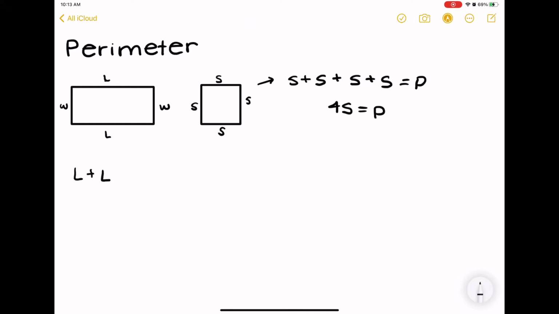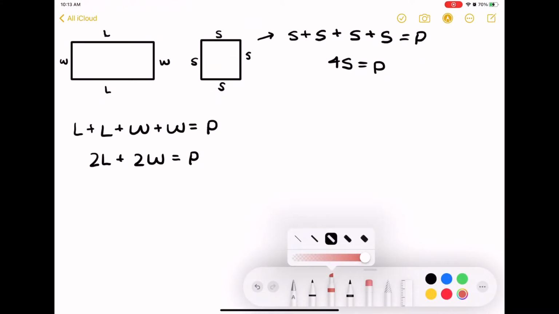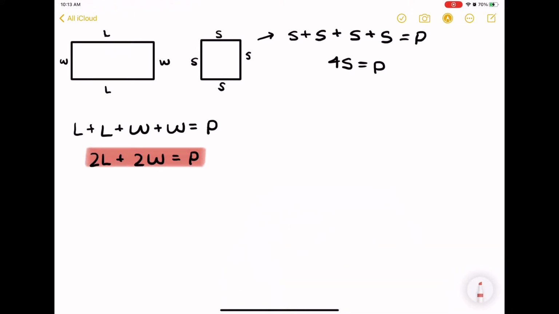So the perimeter of a square is 4s is equal to p. And then for a rectangle, it's l plus l plus w plus w is equal to p. So we have 2l plus 2w is equal to p as our formula.